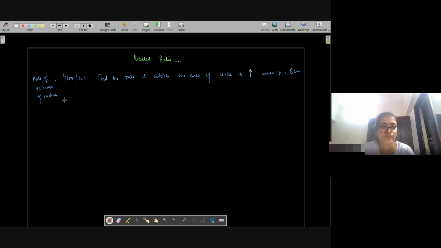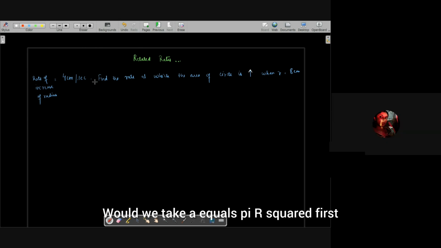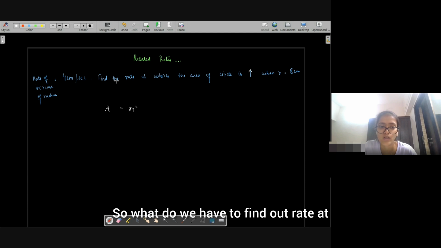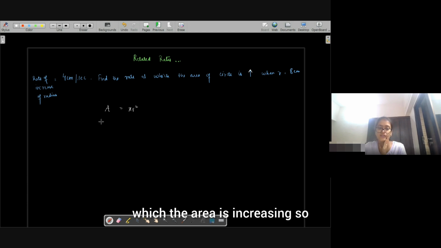Okay, so how will you do this problem? Would we take A equals pi r squared first? A is equal to pi r square. So what do we have to find out? The rate at which the area is increasing. So we need to find the rate of increase of the area. That means dA over dt.